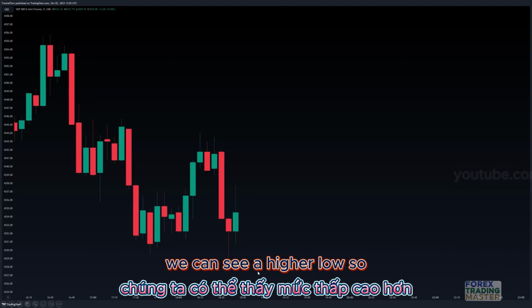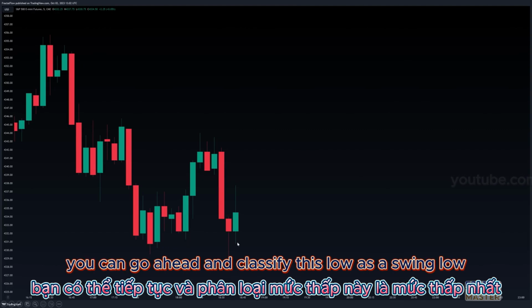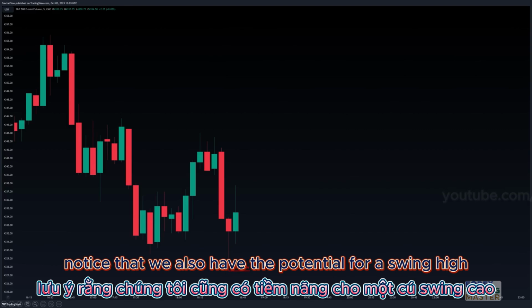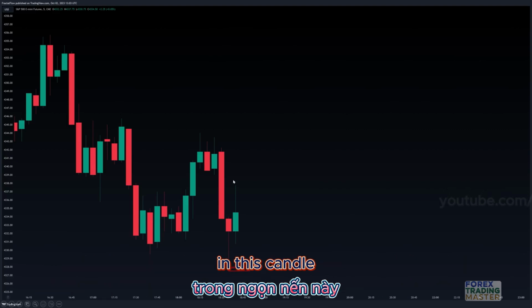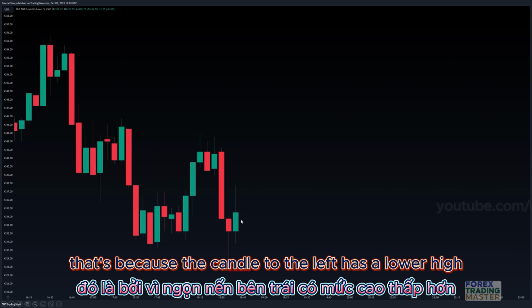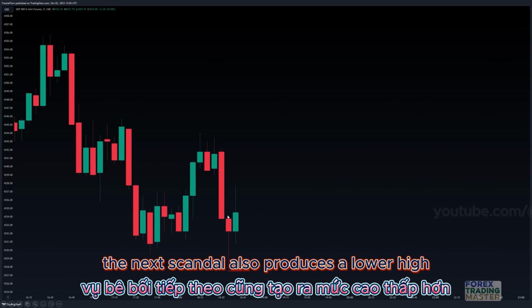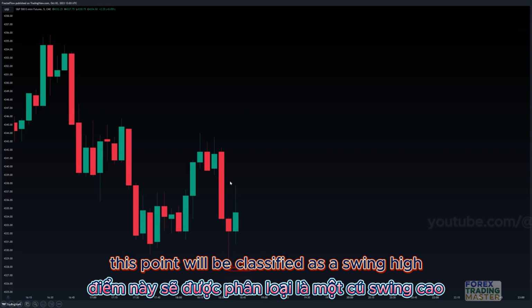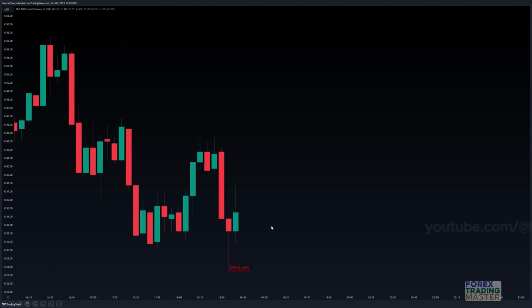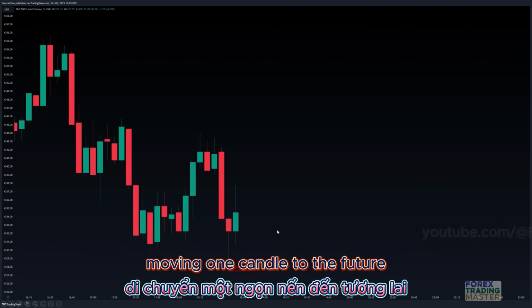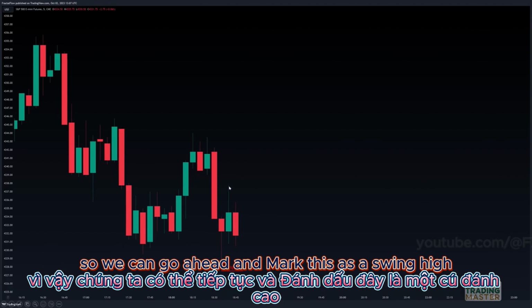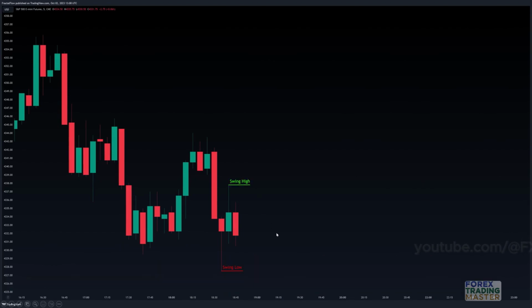Moving forward one candle, we can see a higher low, so you can go ahead and classify this low as a swing low. While we were paying attention to the swing low, notice that we also have the potential for a swing high. In this candle, that's because the candle to the left has a lower high. The next candle also produces a lower high. This point will be classified as a swing high or buy-side liquidity. Moving one candle to the future, we can see that this is exactly what happens. So we can go ahead and mark this as a swing high.